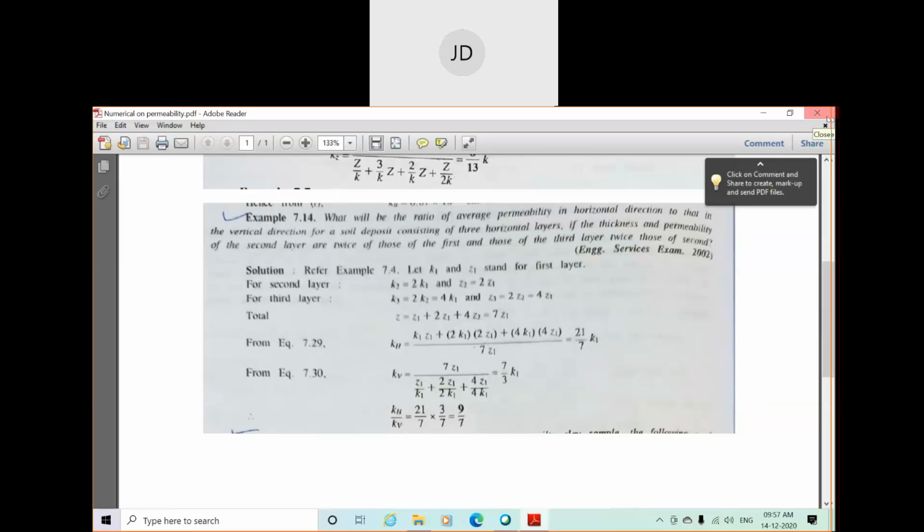So this is all about today's class. We have discussed some numericals on stratified soil. Next class we'll discuss seepage of soil, that means the Laplace equation, flow net, stream function, potential function. So all these things will be discussed in the next class.